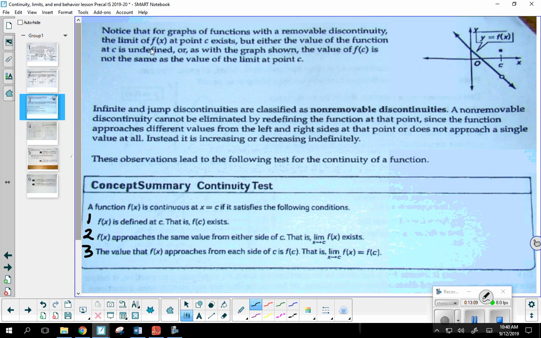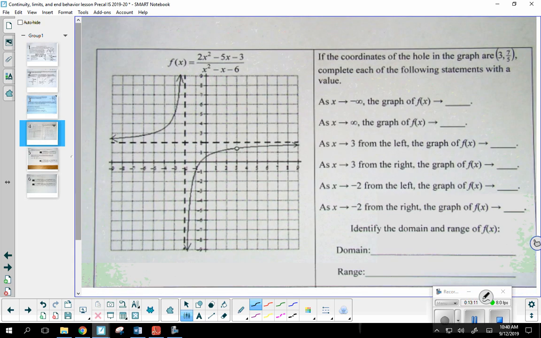You remember when we practiced this, when I gave you one of these sheets right here, we've got a hole right here at 3, what was it, 7/5?